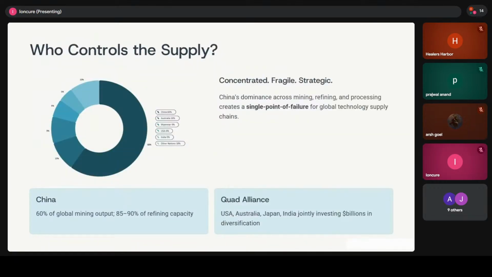This slide highlights the concentration of global rare earth production. China controls the majority of global rare earth mining and an even larger share of refining capacity. This dominance gives China significant strategic influence over global technological industries. Countries such as the United States, Japan, Australia, and India are now investing heavily in supply chain diversification to reduce dependence on Chinese processing infrastructure. This has become both an economic issue and a national security concern.